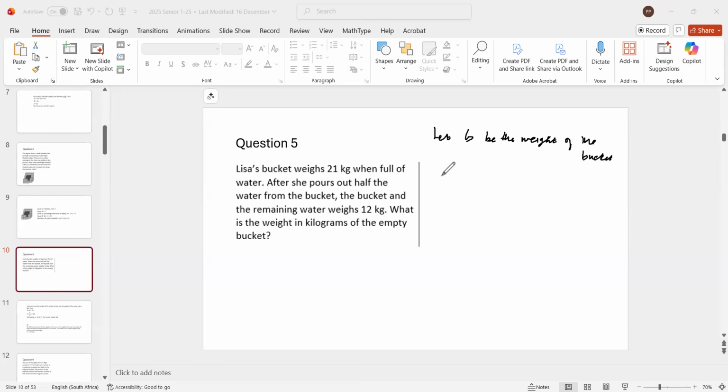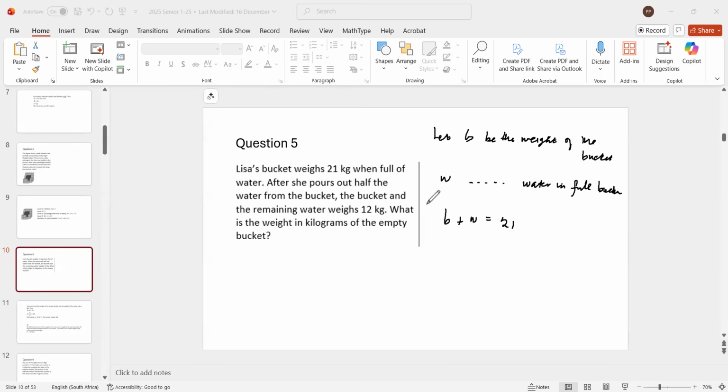And the water, let's call it W at least. When we say water, we say full water, okay? And the water in the full bucket. So when it's full of water, you've got B plus W is equal to 21.